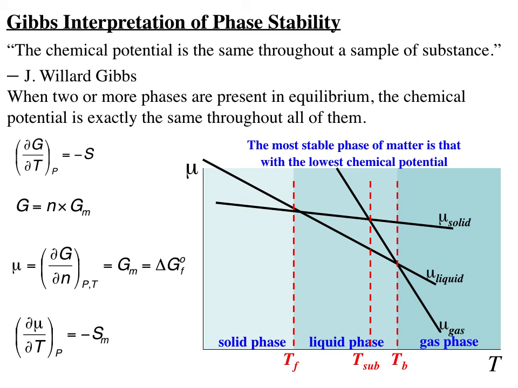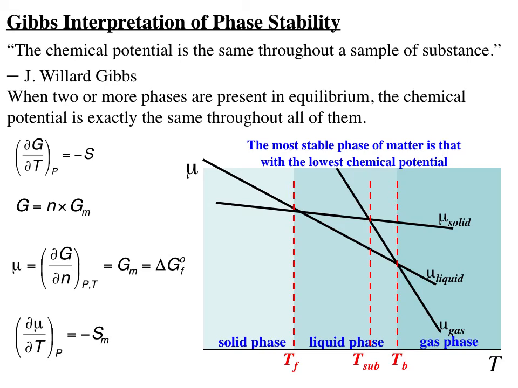So, of course, then, what I would note is that if I plot mu versus T, the slope of the plot would be negative. Why? Because the molar entropies are positive, but with a negative sign in front. And I would note that the slope of the solid line is the least dramatic, liquid more dramatic, and gas even more dramatic.